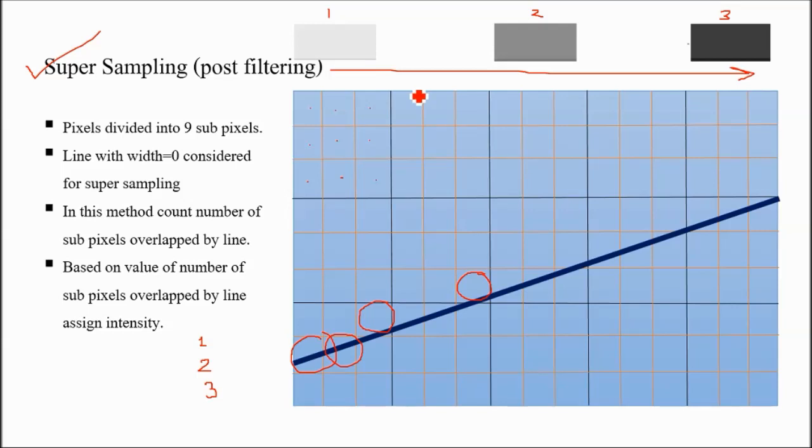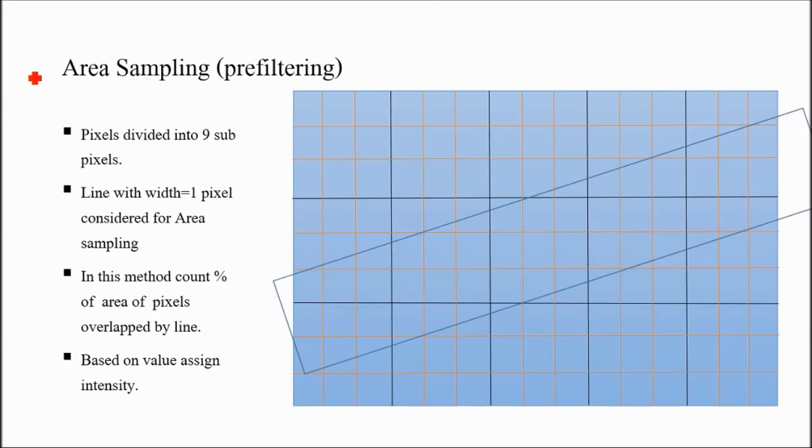Now we will discuss the second method. This was the first method; the second method is area sampling. It is also called pre-filtering. In area sampling or pre-filtering, again the pixels are divided into 9 subpixels, and instead of considering a line with 0 width, a considerable width of the line is considered, meaning 1 pixel width. You can see this is the line with a width of 1 pixel.